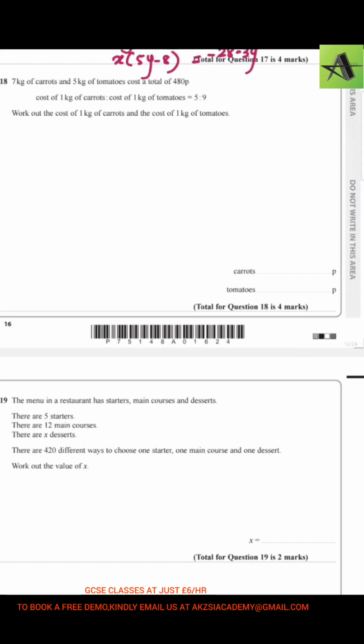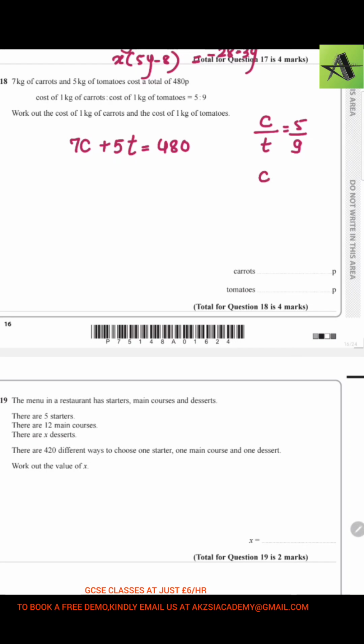So let me represent carrots with C and tomatoes with T, it would be much simpler for me. So 7 kg of carrots plus 5 kg of tomatoes equals 480 pence. Now the cost of 1 kg of carrots to 1 kg of tomatoes is 5:9. That means the ratio of carrots to tomatoes is 5/9. I need to work out the cost of 1 kg of tomatoes and 1 kg of carrots, which means I need to calculate the values of C and T.